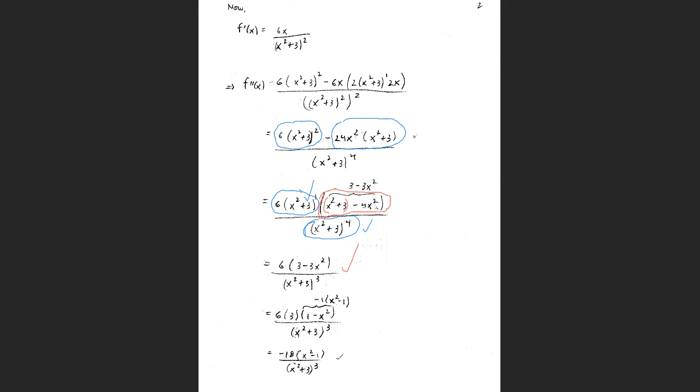What can we do with the x squared plus 3s? Can we reduce? That's right. We can divide and reduce. So if we reduce, we'll get x squared plus 3 cubed here in the denominator. So it just takes a little bit of patience and a little bit of faith sometimes, but things do, you know, work out.